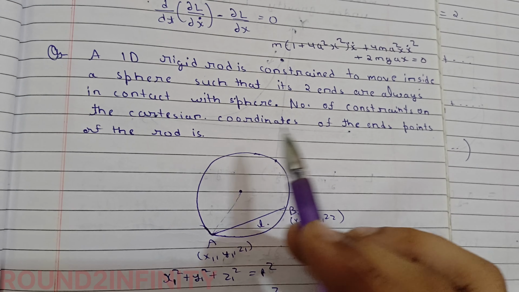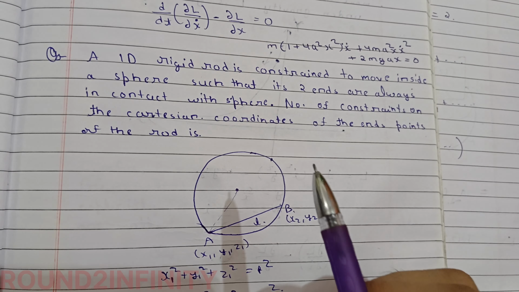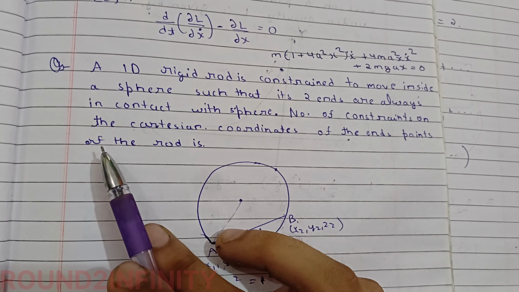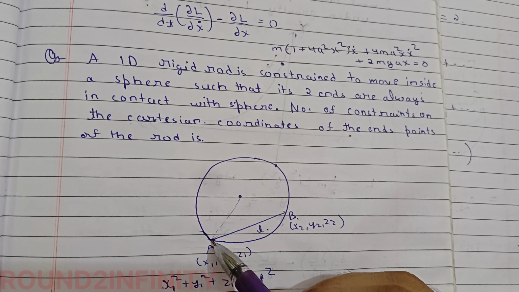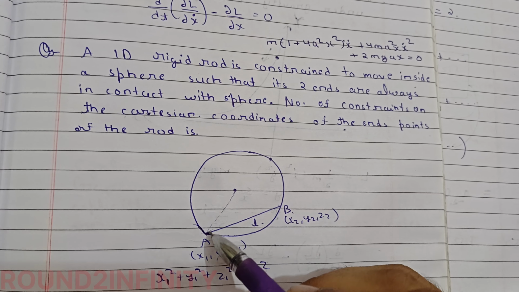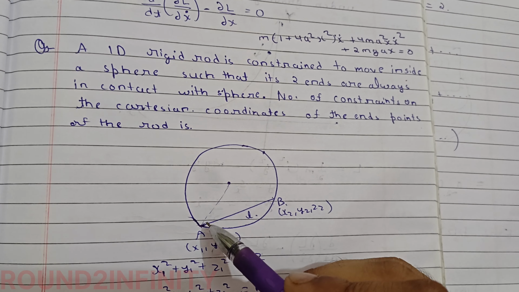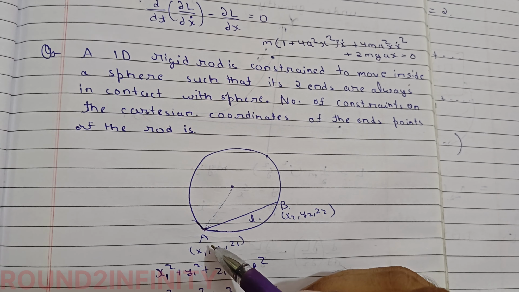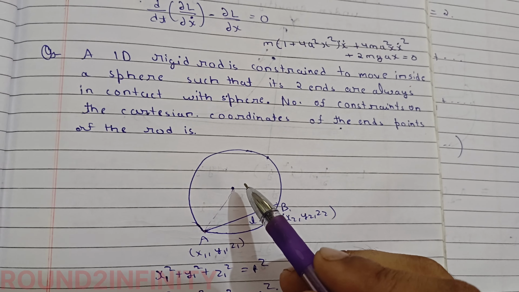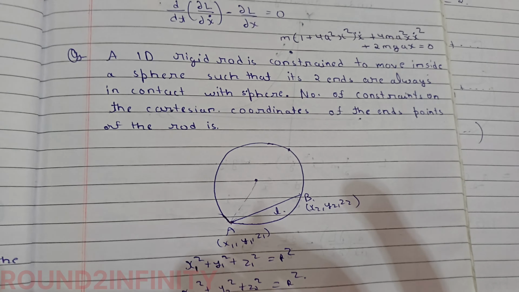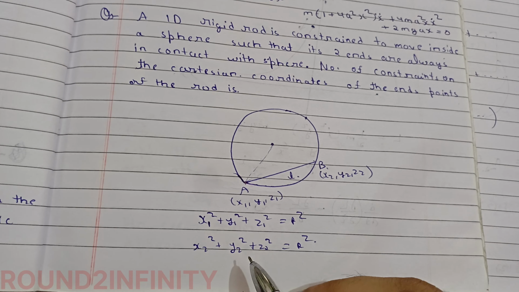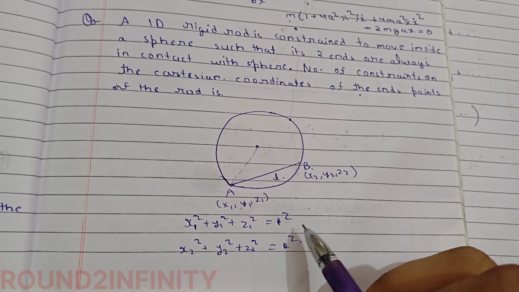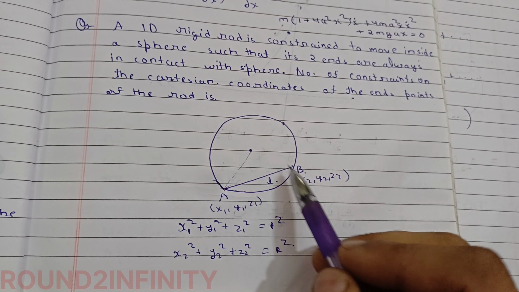So we need to find how many constraints there are in this system. So the options were 1, 2, 3, 4. So which option is correct? The number of constraints can be either 1, 2, 3 or 4. So see, if these points are always on the sphere, then this length will always remain the radius. If this is your origin, then x1 square plus y1 square plus z1 square equals r square, and this is also, so two constraints come from here: x1 square plus y1 square plus z1 square equals r square, and x2 square plus y2 square plus z2 square equals r square.